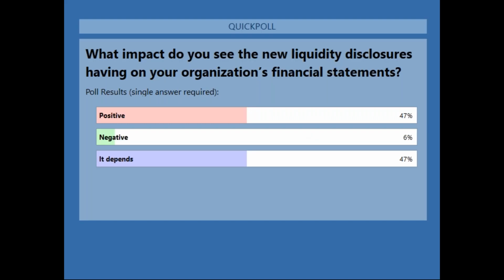That's about what we would expect to see. Yeah, I think many organizations are going to see these liquidity disclosures as a positive, highlight what you're doing well, highlight how you manage your cash flow and the positive financial assets you have available. And then there's going to be many where it depends. Absolutely. What's the picture for that particular year? Well, how are the markets doing as of your fiscal year end? If it's a June 30, that could drastically change depending on how the market does and your financial assets available.